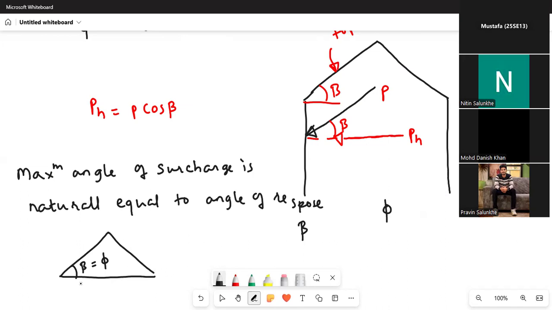So the maximum angle of surcharge you can maintain is naturally equal to the angle of repose, the angle of friction between the material. If beta is more than phi, then the material will start to roll down. To have stability of the piling of material, beta has to be equal to phi. This thing you need to understand.